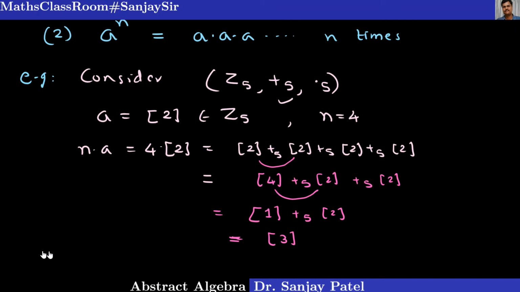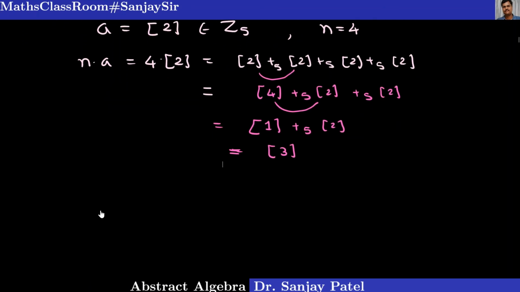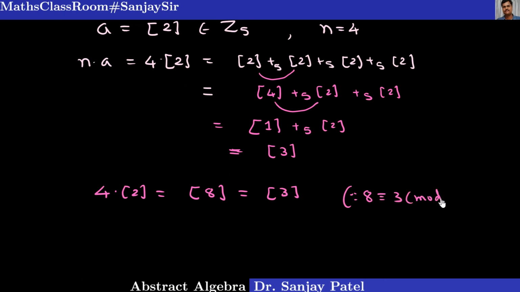Or you can do it directly: 2 plus 2 plus 2 plus 2, 4 times. This I can write directly. 2 plus 2 plus 2 plus 2 is 8, and 8 is congruent to 3 modulo 5. We know that 8 is congruent to 3 modulo 5. So that's why we can write like this.